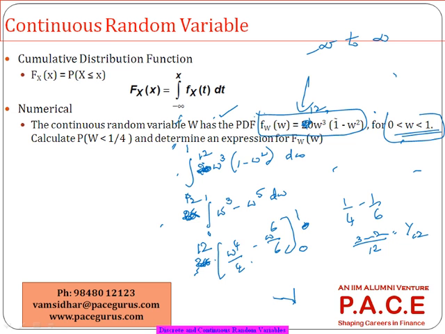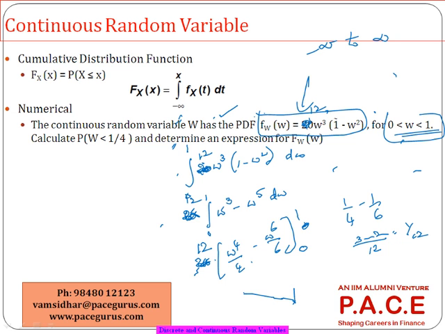That is the check for whether it is a probability distribution function or not. If the question had been 20 w cube, then I would definitely say no, this is not a probability distribution function, because the integration of all the possible values is not coming out to 1.